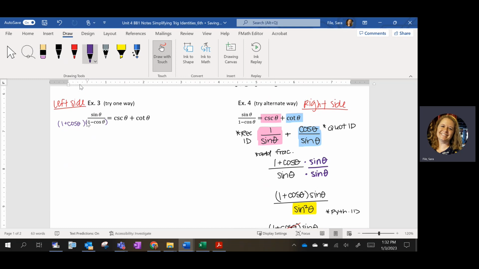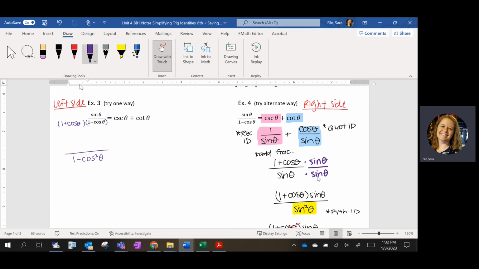You just simply changed the sign of the binomial. And the reason that I would want to do that is because when I go to FOIL this out, the middle term is going to cancel because I'll end up with a negative cosine and a positive cosine, right? So when I FOIL that out, my denominator then becomes 1 minus cosine squared, which is a Pythagorean identity, right? So that's why I would want to do this.